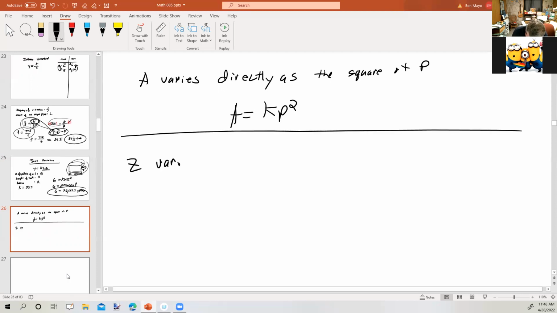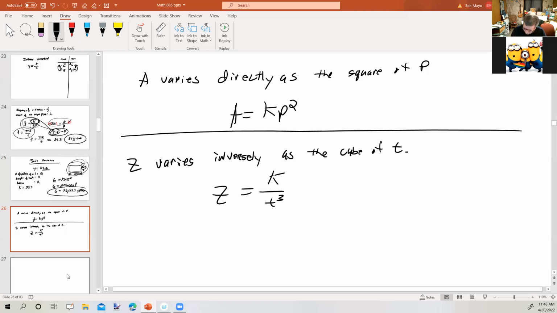Z varies inversely as the cube of T. So Z equals K over T cubed. All right with that? And you said does Z what? Z varies inversely as the cube of T. Okay.